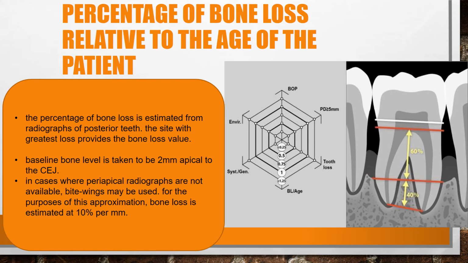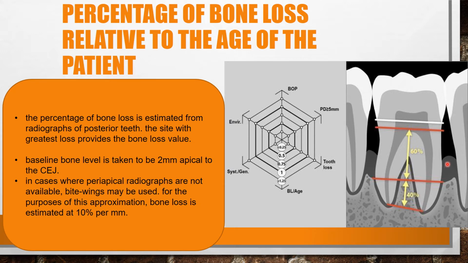Then comes the percentage of bone loss related to the age of the patient. The percentage of bone loss is estimated from the radiographs of posterior teeth. If that is not available, you could use bite wings also, so periapical radiographs or bite wing radiographs. The site with greater loss provides the bone loss value, so you can take the tooth with increased bone loss. If the bone loss exceeds the age limit, that means higher risk category.